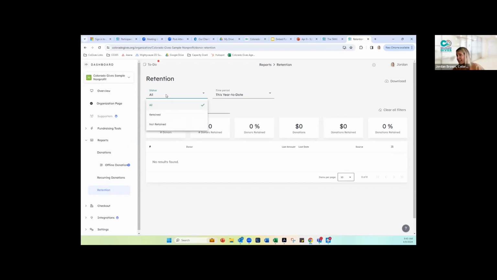The idea here is that you can see everybody you retained, either month by month, year by year, or custom date range, and you can see not retained. You can then download that report of those folks who lapsed or were not retained, send them an email, give them a call. This becomes a really quick way for you to see, at least for the donors that are coming through Colorado Gives or gave to Colorado Gives Day in 2023, how they're performing, if they've come back, and what actions you can take to help cultivate donor retention.